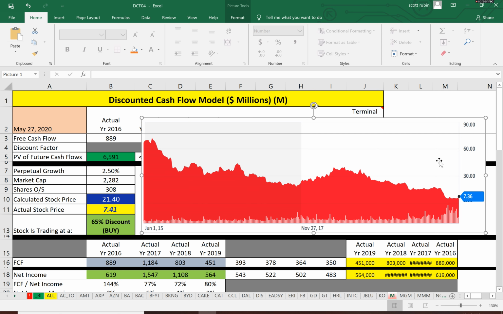So sometimes the value of a company doesn't line up with the actual price. The market is saying, I don't think it's worth $21.40. I think it's actually worth $7.41. That's based off of supply and demand of the stock price. So maybe you might feel the same way too.